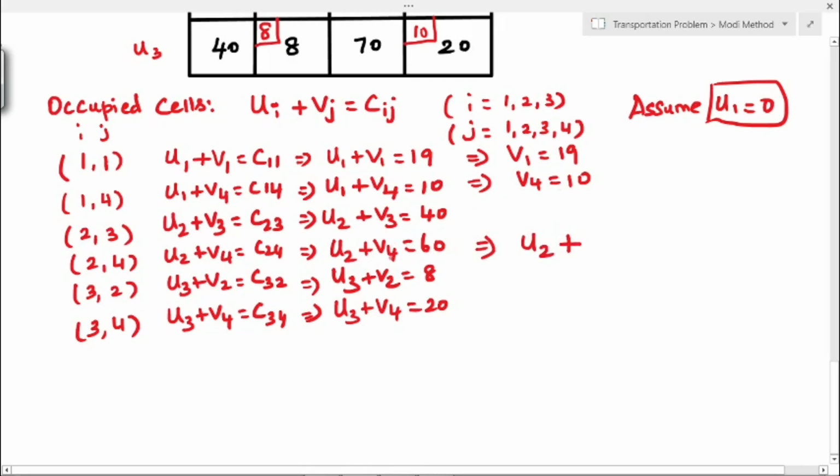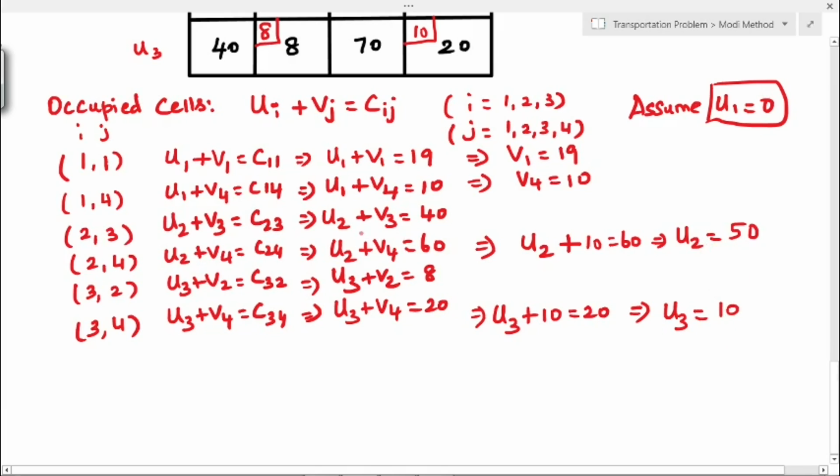U2 plus V4, which is 10, equals 60. So this implies U2 equals 60 minus 10, that is 50. So now I got U2 is 50. Similarly, here we have V4 again, so I am going to substitute 10 in the last equation: U3 plus 10 equals 20. This implies U3 equals 20 minus 10, since the plus 10 becomes minus 10 on the other side, so U3 is 10. Now I got U2 and U3.